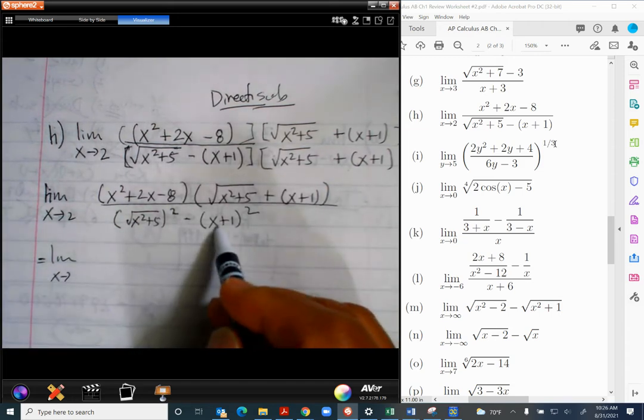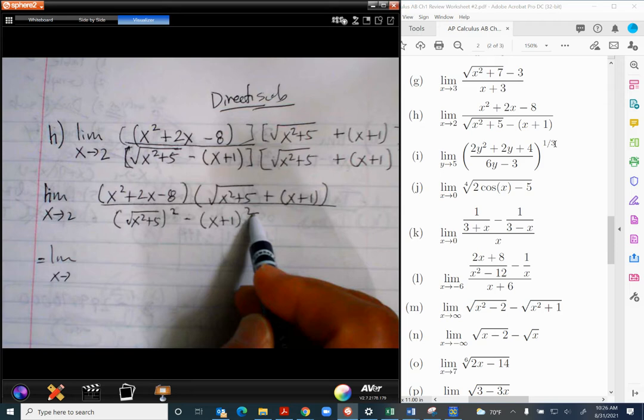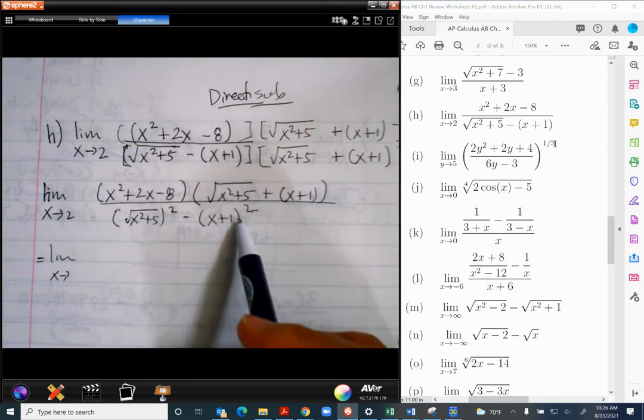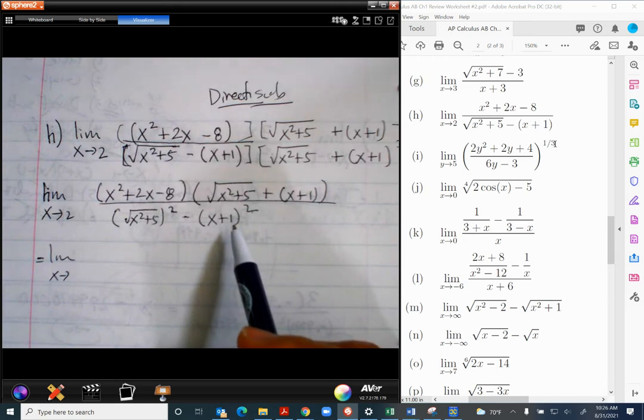And then what is x plus 1 squared? Can you FOIL that really quick? Like in this class, if you see this, your answer should just come out. It should be minus x squared minus 2x minus 1. Very good. Yeah, whoever said that.